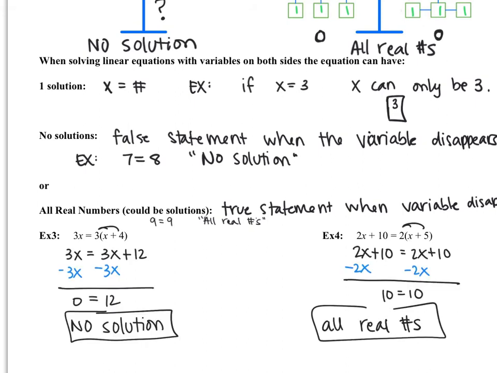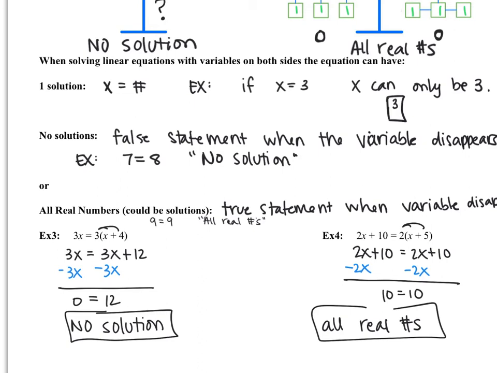So in example 3, I started by distributing, and my new equation was 3x equals 3x plus 12. I then balanced my variables by subtracting 3x from both sides. 3x minus 3x is 0, leaving 12 by itself on the right side of my equal sign. Notice my equal sign didn't move. On the left side, 3x minus 3x is also 0. If 3x minus 3x over here is 0, it's also 0 over here.